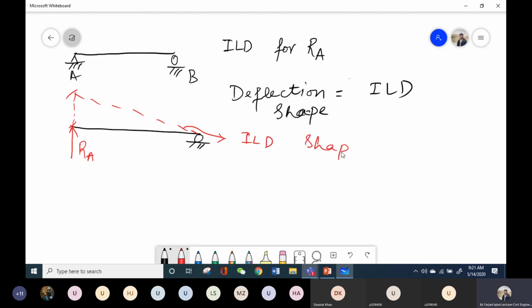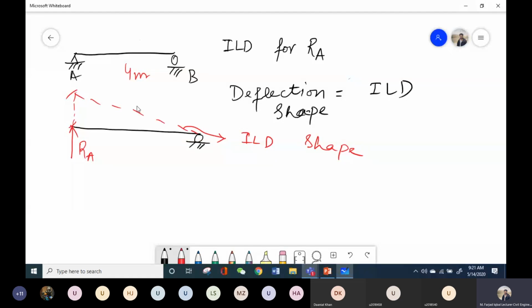Now, when you plot the ILD for this beam, let's say this is the 4-meter length, and you plot the ILD by moving the unit load as we used to do in the previous concepts that we have learned, you will also get a similar kind of shape.